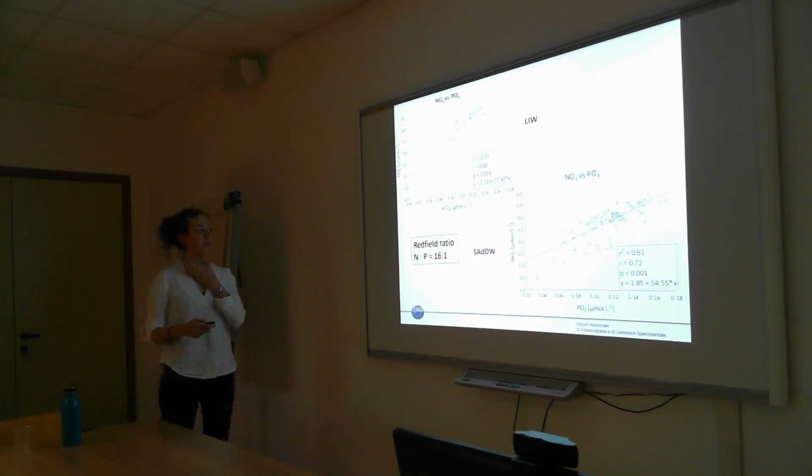Looking at the nutrients, we did the regression between total nitrates plus nitrites and phosphorus for the Levantine intermediate water and for the dense waters, and our ratio in this case is more or less equal to the Redfield ratio. In this case, it's a little bit higher, and this can be due to maybe less phosphorus, but we still don't know. We still have to understand it.